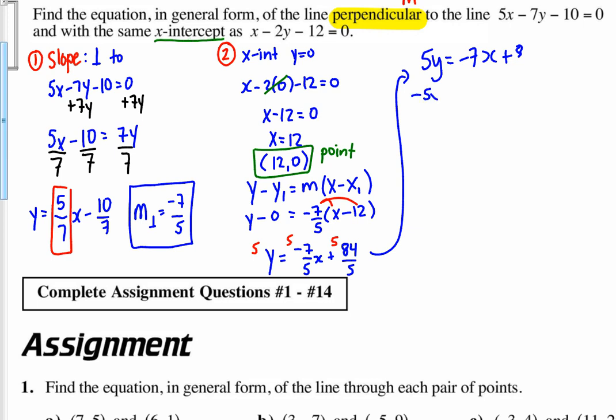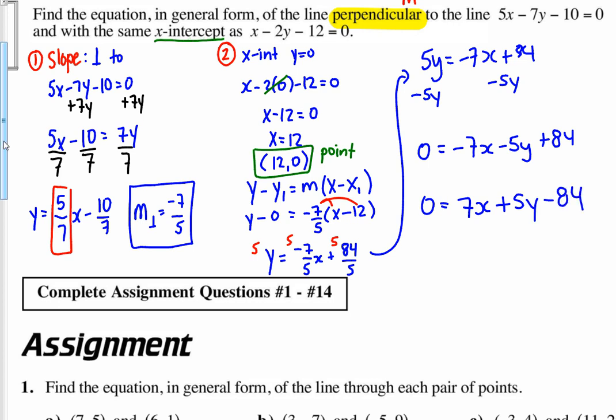Subtract the 5y. Oh, weird. 0 equals negative 7x minus 5y plus 84. Divide everybody by negative 1. 7x plus 5y minus 84. Okay? So this is a very different question.